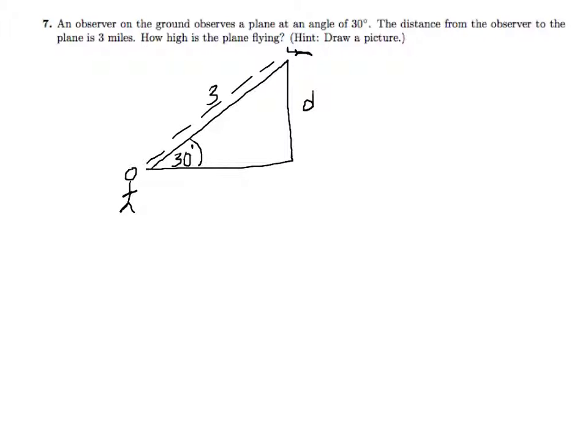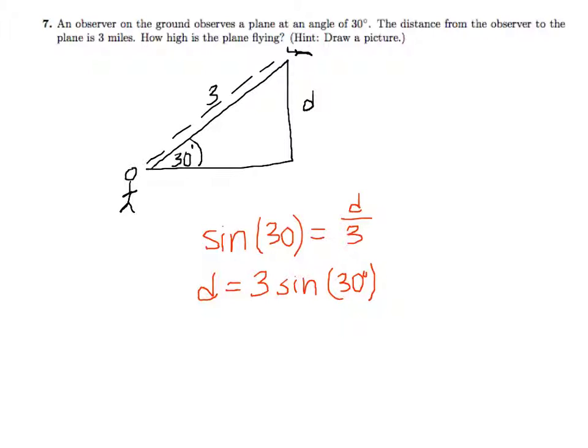How high is the plane flying? I've labeled that D, so we need to solve for D. So we can write an equation using our sine of 30 as opposite over hypotenuse, so D divided by 3. And to solve for D, we cross multiply, so D equals 3 sine of 30 degrees. That equals 3 times 1/2, or 1.5 miles. So that is our height of the plane flying.